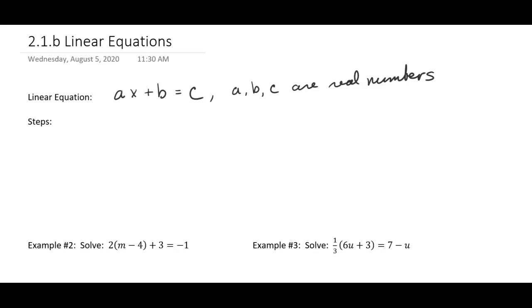So I thought I would go through the steps first. First, simplify the left-hand side and the right-hand side. So you do it separately. You're going to simplify the left side of the equal sign, and you're going to simplify the right side of the equal sign. That'd be step one. Step two, get variables on one side.